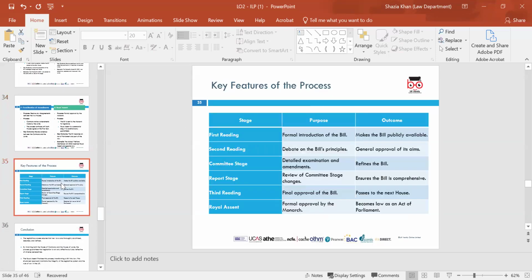In this diagram, it shows the key features of the process. So first reading, second reading, committee stage, report stage, third reading, and royal assent. And it gives the purpose of each reading and the outcome of it as well, whether it becomes a law, what stages it comes to, and how it passes through.